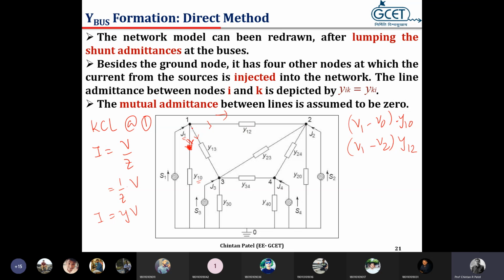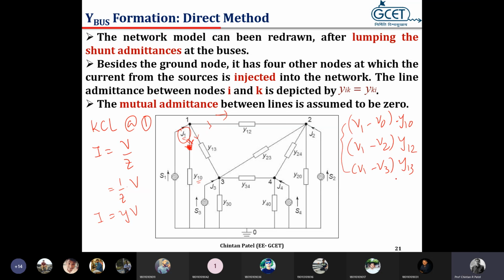What is the current flowing from bus 1 to bus 3? V1 minus V3 into Y13. Yes, V1 minus V3 into Y13. So if we add all these three currents, the net current will be equal to J1. So applying KCL here, J1 is equal to V1 into Y10 plus V1 minus V2 into Y12 plus V1 minus V3 into Y13.